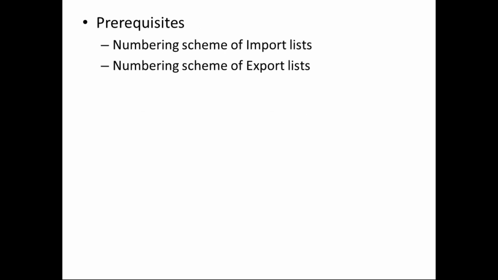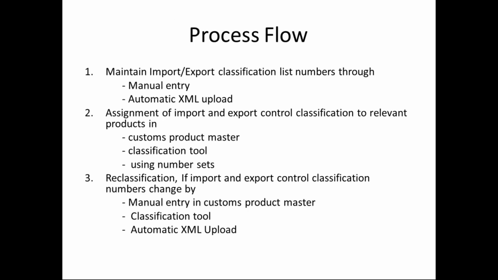So the prerequisite is that a numbering schema should be there for the export list and import list. So there should be one numbering schema. So the process flow is: the export import classification list will normally be given by your customs authorities, and we can upload it manually into the system, or it can be automated through XML upload. XML is nothing but a special format which will be given into the application directory of your JTS. Do you have any idea about this application directory? AL11 transaction? Yes, directly they will be uploading into AL11. From there it will be taken here.